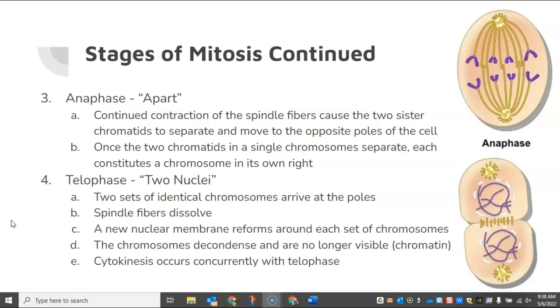Telophase is basically the opposite of prophase. So we have our spindle fibers start to dissolve, go back where they came from. The chromosomes start to decondense and are no longer visible because they are turning back into chromatin. The nuclear membrane is starting to reform, and cytokinesis will then occur kind of concurrently as telophase is happening.